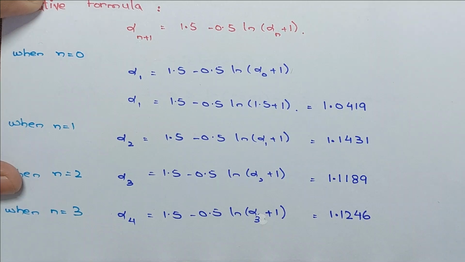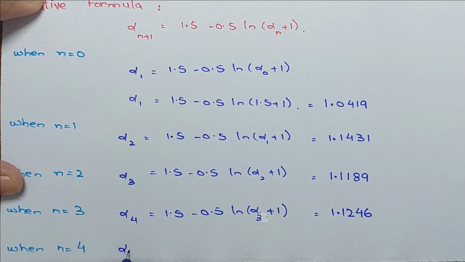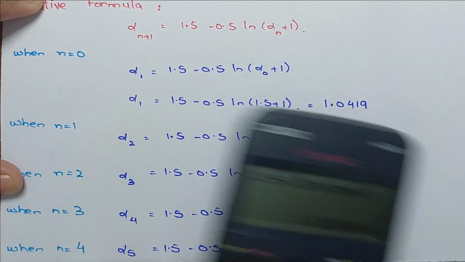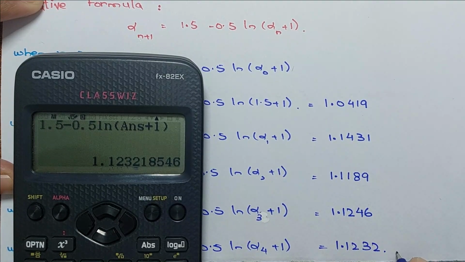Okay, let's make another iteration. When n value is 4, we will get alpha 5. Alpha 5 is 1.5 minus 0.5 ln of alpha 4 plus 1. This value is alpha 4. This is 1.1232. And we have to go on like this.